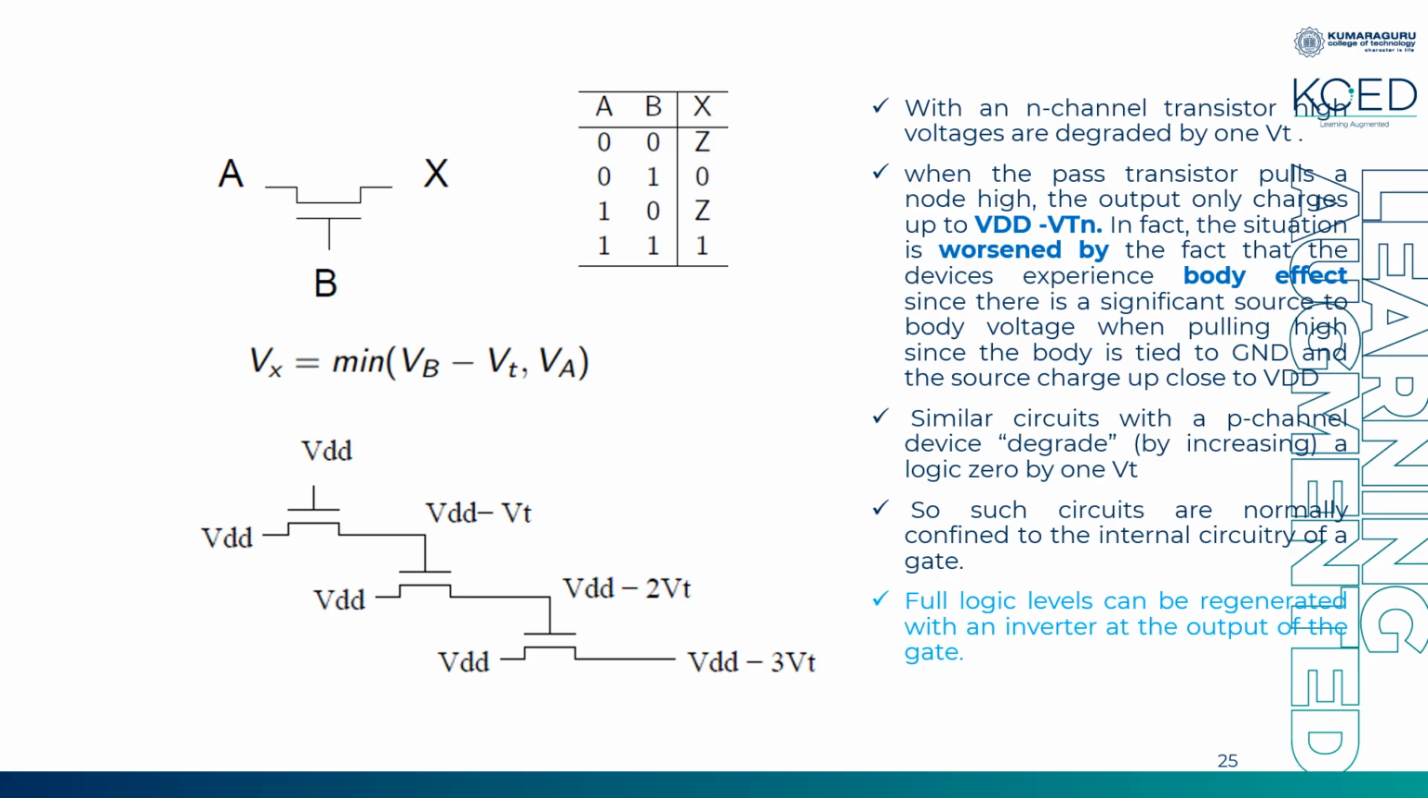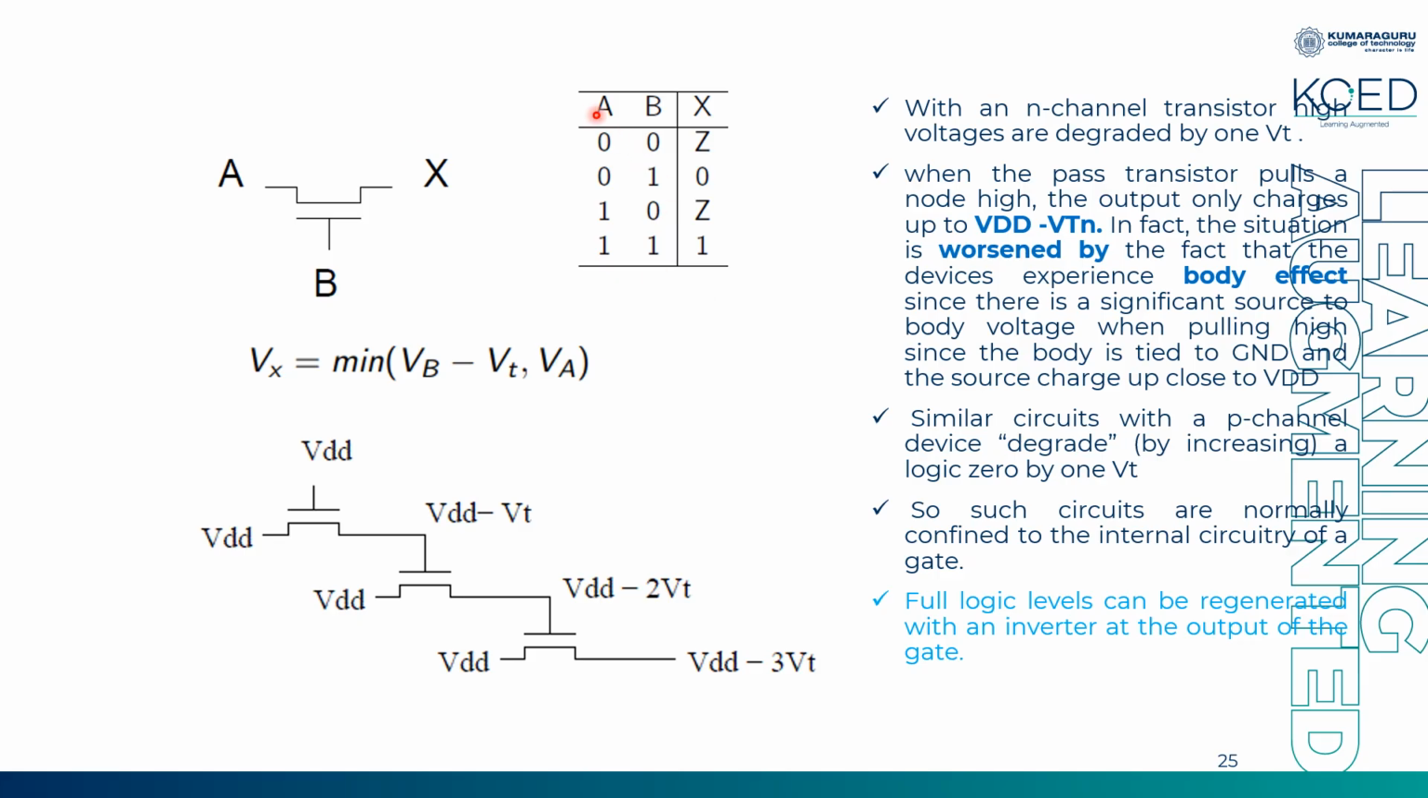And this degradation of your output: when you pass a high voltage, you will not get a full high voltage. If you want to obtain the high voltage, your full logic levels can be restored with the help of an inverter at the output of a gate. Fine.